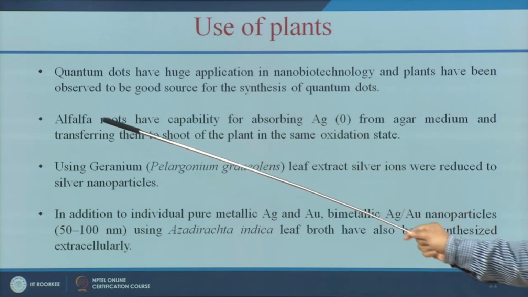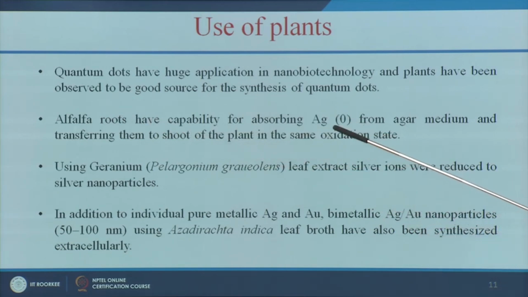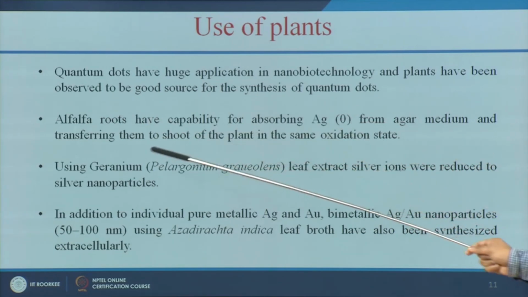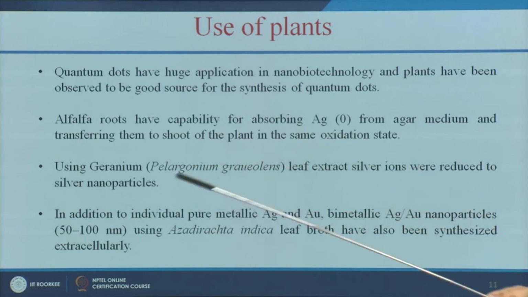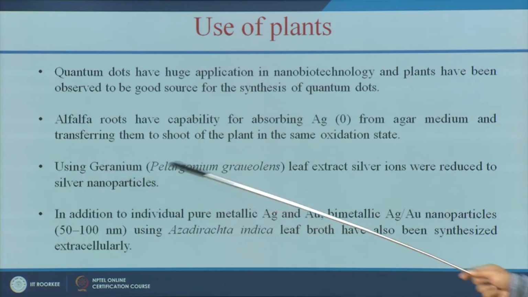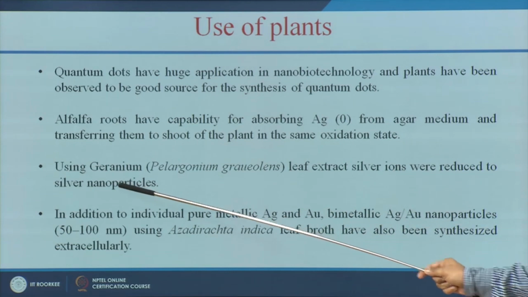So for example, the alfalfa roots have the capability to absorb Ag0, the nanoparticle Ag0, from agar medium, and can transfer them to the shoot of the plant in the same oxidative state. And also we can use geranium leaf extract, and this can convert silver ions to silver nanoparticles.